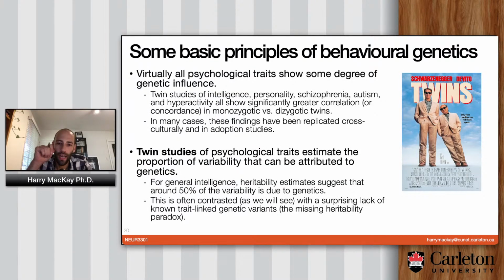So virtually all psychological traits show some degree of genetic influence. These are mostly determined by twin studies. So looking at twin studies of intelligence, personality, schizophrenia, autism, hyperactivity, all kinds of things, they show a greater level of correlation in identical monozygotic twins compared to dizygotic twins. And the overall purpose of twin studies is to estimate the proportion of variability that can be attributed to genetics. So for example, general intelligence, the heritability is supposedly around 50%.